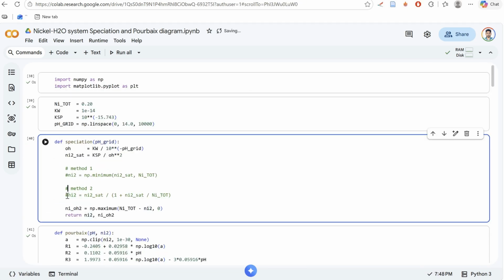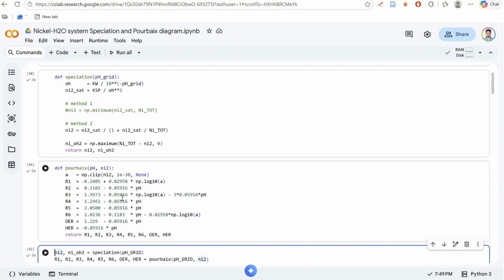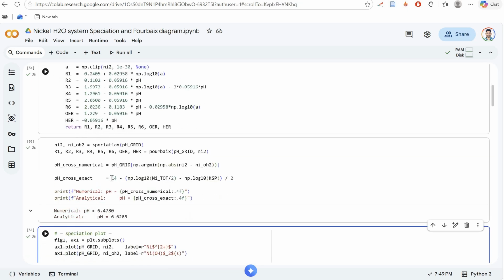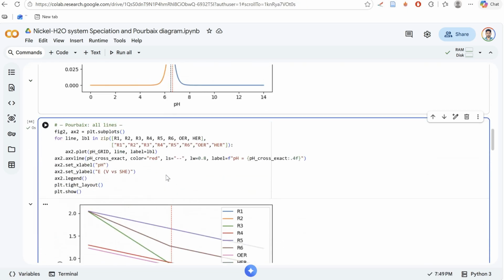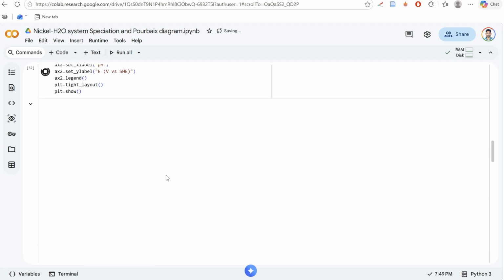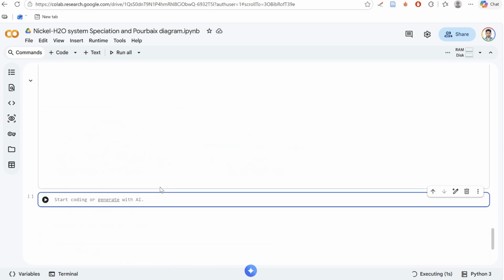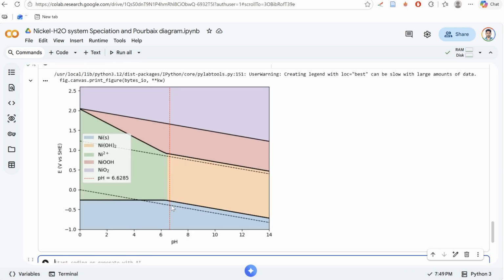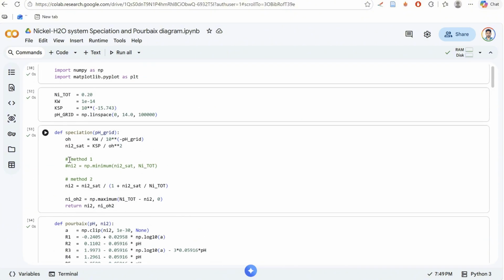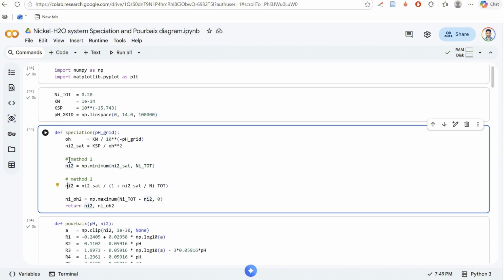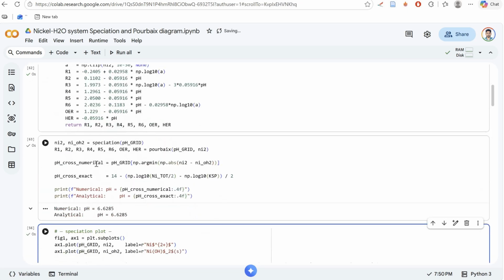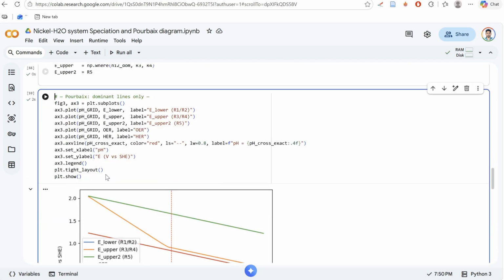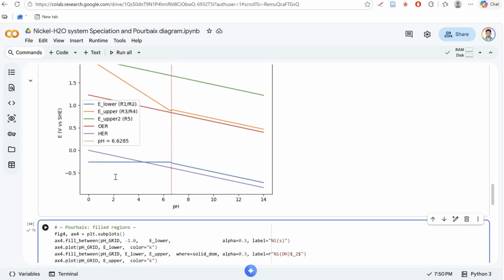We now implement the second method, which uses a capping function to constrain the free nickel activity. Upon switching to this method, we observe that the numerical and analytical crossover pH values no longer agree, and notably, increasing the grid resolution does not resolve the discrepancy, suggesting that the difference is not a discretization error, but rather a fundamental consequence of how the capping function constrains the speciation. This difference also manifests visibly in the Pourbaix diagram. Switching back to method 1 restores the agreement between the numerical and analytical solutions, leading us to conclude that method 1 is better suited for this analysis.